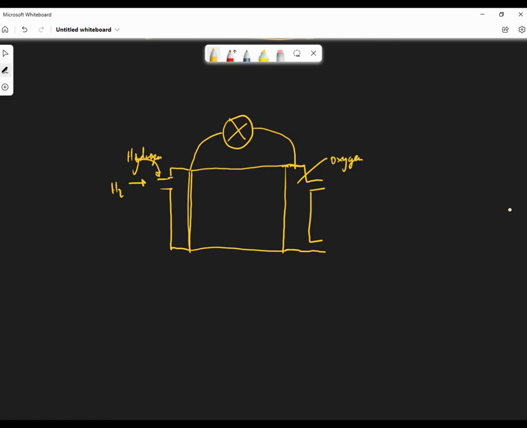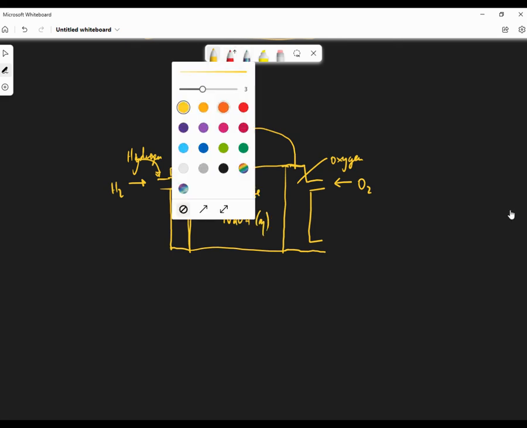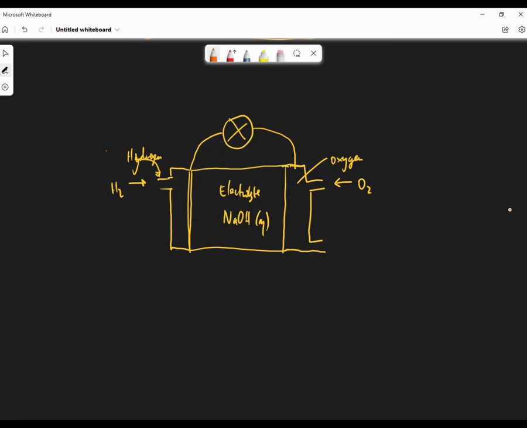Hydrogen goes in one side, oxygen goes in the other side. And in the middle there's often an electrolyte, and the electrolyte is often sodium hydroxide solution. Now, it's exactly the same principle as the other cell we looked at a second ago. The hydrogen here is H2, and it reacts and forms protons.